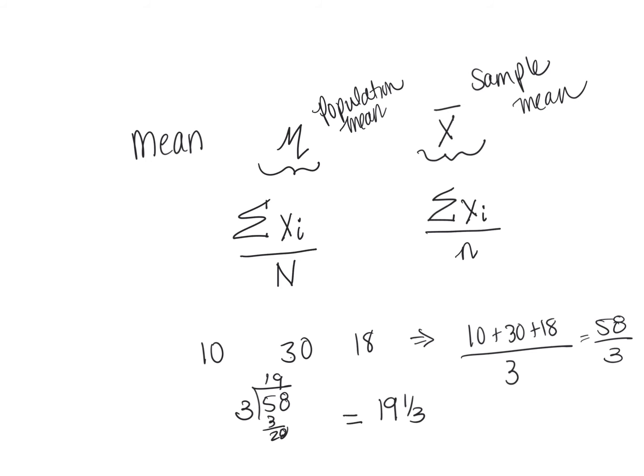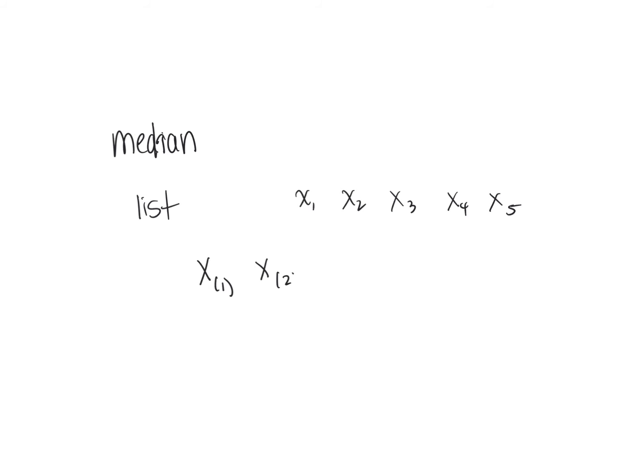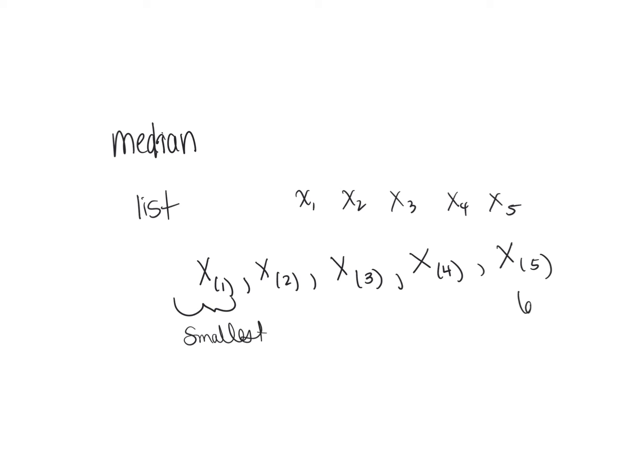The second measure of central tendency that we'll often see is the median. And this is when you list your data set. So if I have data 1, data 2, data 3, data 4, data 5, and this is the order that it was gathered, I would list it ordered from least to greatest. When we notate it with these parentheses, it's showing that it is an ordered set, with this being the smallest in the data set and this being the largest.